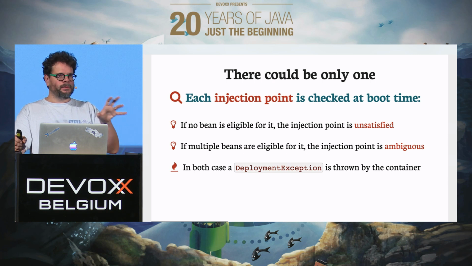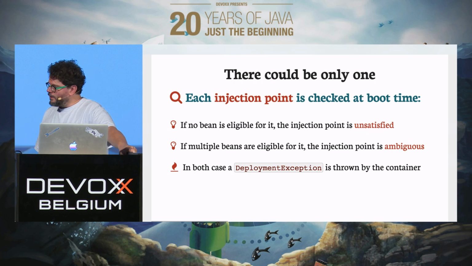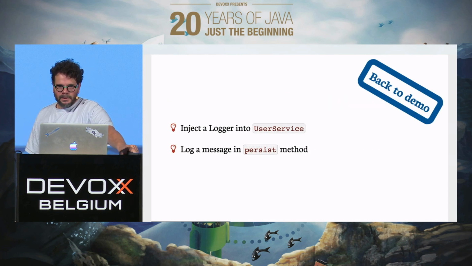There are corner cases, but in, let's say, 95% of the cases, you'll have all your errors at boot time, at deployment time. So you'll know that you have a problem in your code when the application is deployed and not at runtime. And I think now it's time to go back to our demo.